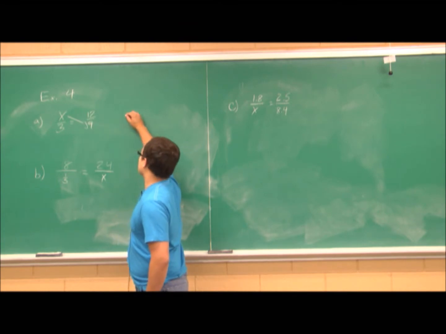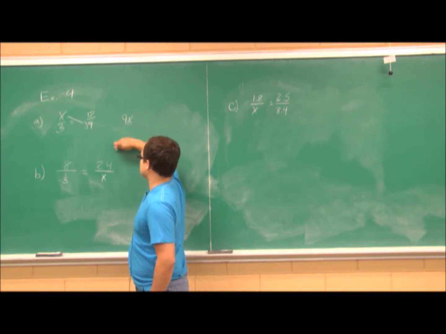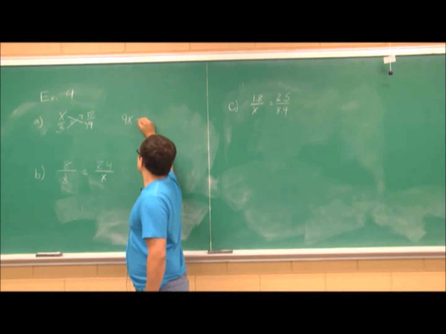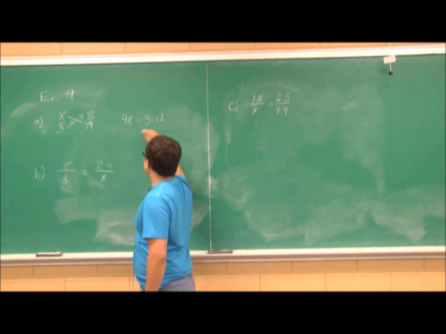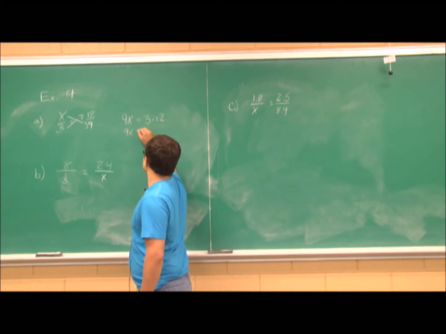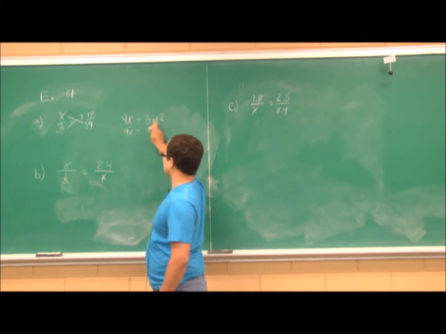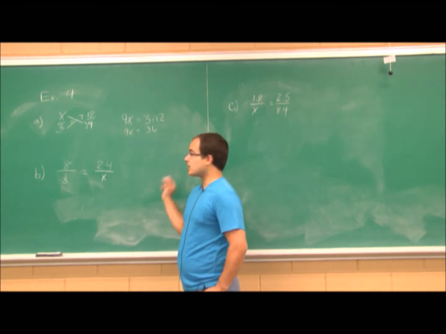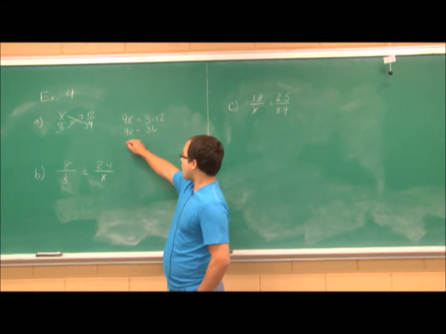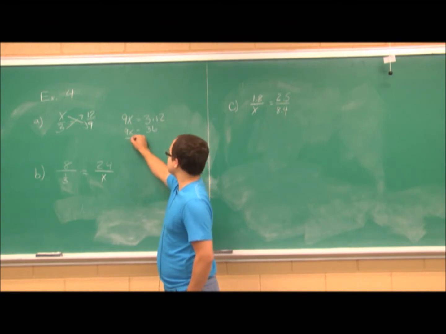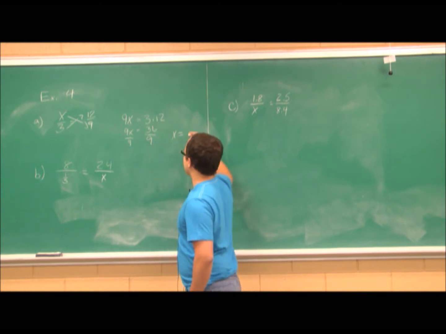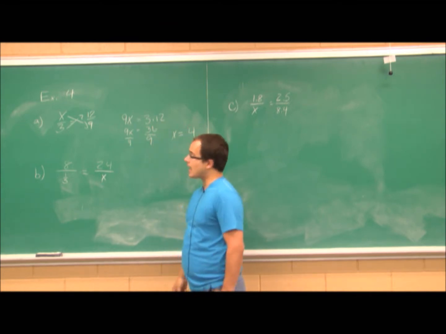x times 9, or 9x, because the variable usually does come last, equals 3 times 12. Well, 9x equals 36, because 3 times 12 is 36. To solve for x, I have to get rid of the 9. Since I'm multiplying by the 9, I'm going to do the opposite, which is divide by 9. So x equals 36 divided by 9, which is 4. So x equals 4.